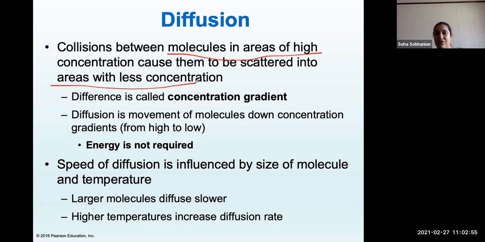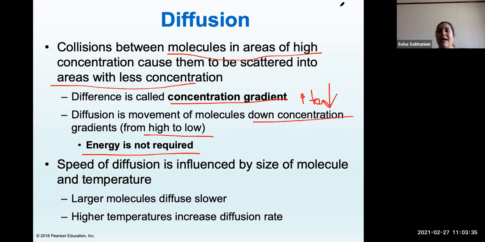And I'll have a slide for this in just a second. So diffusion is movement of molecules, what we call down the concentration gradient. Remember the stone moving down the mountain, which basically means high to low. It does not require any energy. Another way of saying high to low is moving with the concentration gradient. Again, high to low.